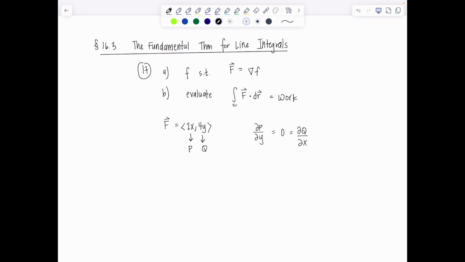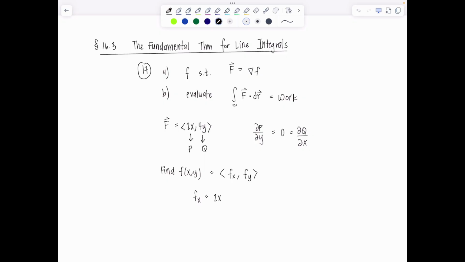And then if you check the rest of the conditions, right? There's 3 conditions, it's going to be conservative. Okay, so now to find the potential function, you need to find little baby f of x, y, such that what we have, this given vector field, is the gradient of f. So P, for a conservative vector field, is the partial of the potential function with respect to x, and Q is the partial of the potential function with respect to y. So we know fx is already 2x.